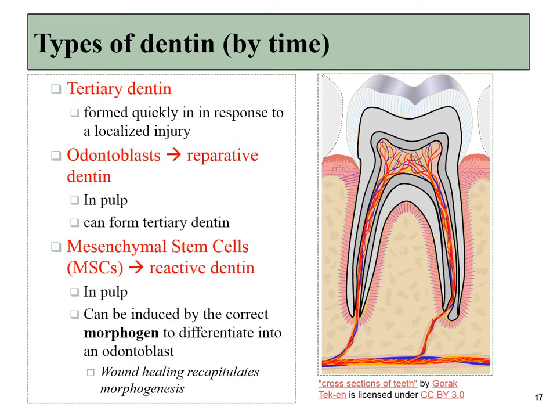Tertiary dentin can be formed after an injury. There are still going to be living odontoblasts in the pulp, but if more odontoblasts are needed, then mesenchymal stem cells can be induced to differentiate into new odontoblasts. And these cells can produce dentin after the eruption of the tooth. So this is happening long after development. This can also be called reparative dentin.